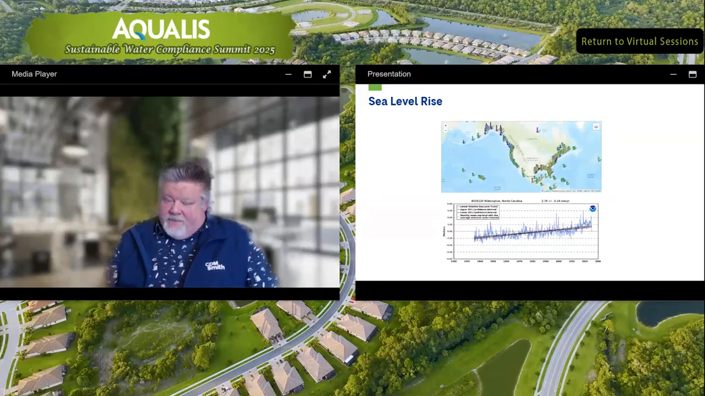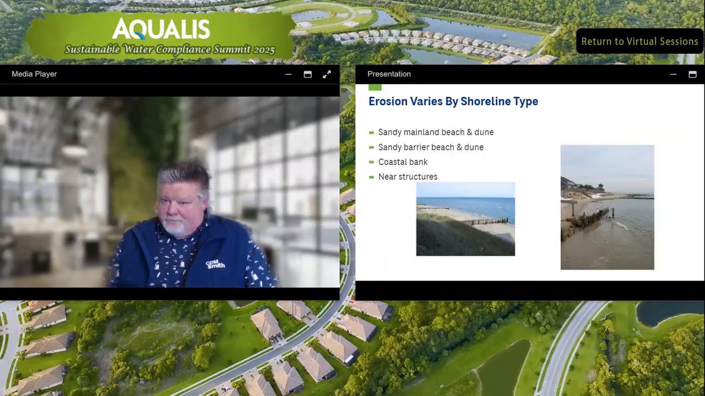But if we've built in these environments, we've already squeezed the horizontal space where the water can move. So as you see sea level rise, you can see that erosion is also happening as the beaches adjust to the new water levels. And then the erosion varies by shoreline type, whether it's a mainland beach, barrier beaches, a coastal bank, or of course around structures.